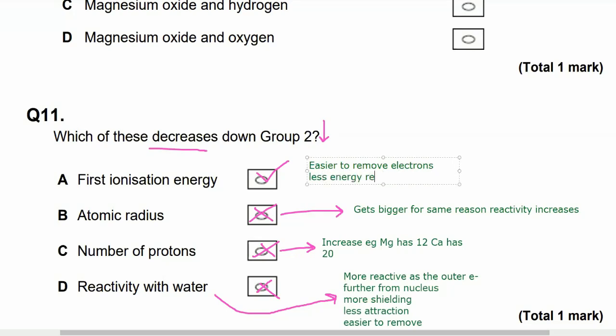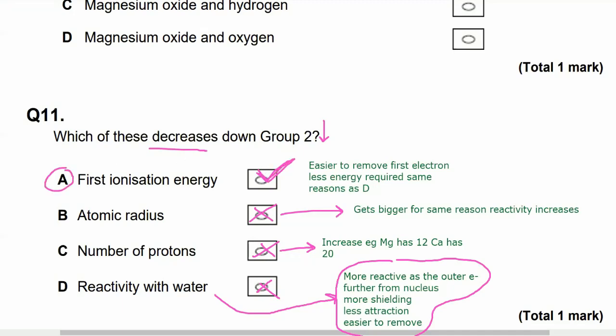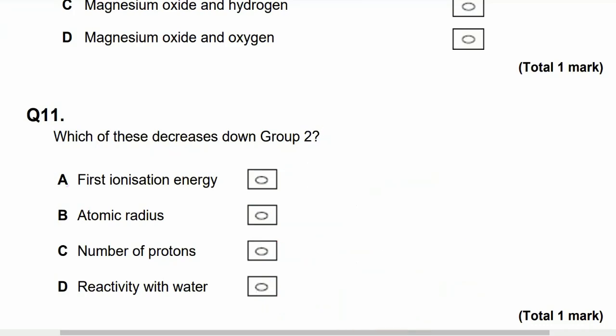So just once again, group 2, as you go down, just like all the metal groups, the general pattern is it gets easier to remove the electron. They're further from the nucleus. And what do metals want to do? They want to be oxidized. They want to lose their electrons. So as they go down the group, those electrons being further from the nuclear attraction makes that an easier process. So we get a lower first ionization energy. The answer is A here for question 11.